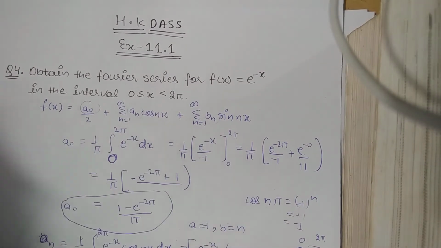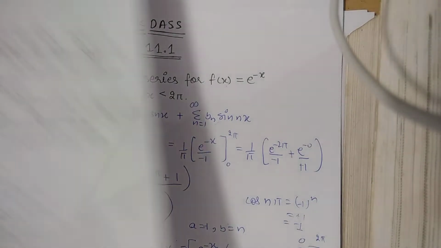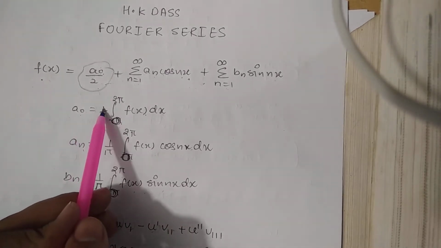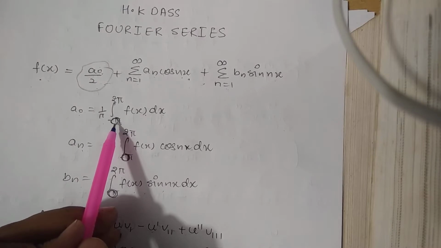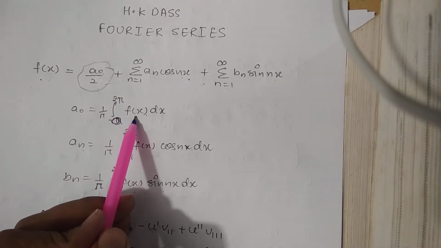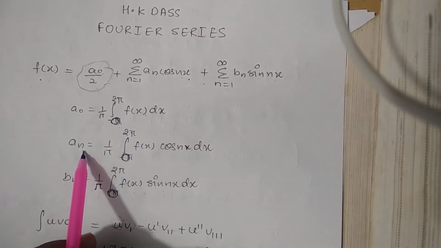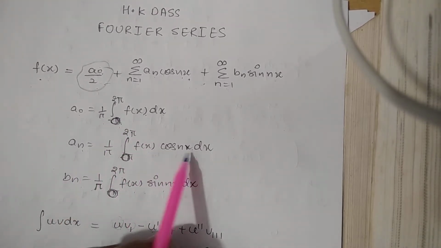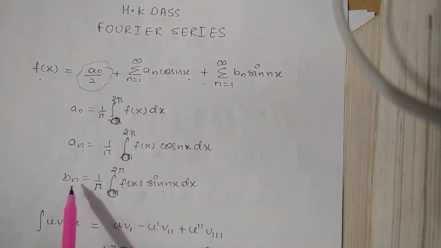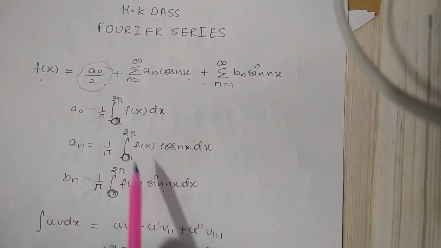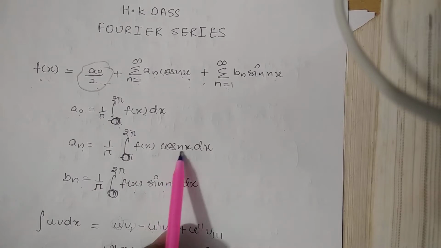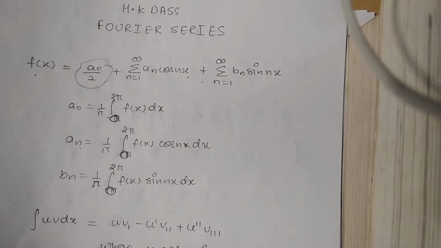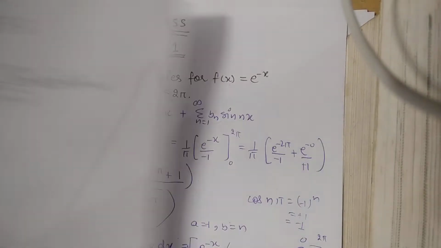The general formulas for finding these are as follows. a naught equals 1 by pi, integrating the function with respect to dx with limits from 0 to 2 pi. Similarly, an can be found by this formula but by putting cos nx along with the function, and bn can be found by the same method by replacing cos nx by sin nx and integrating with the same limits and the same function.